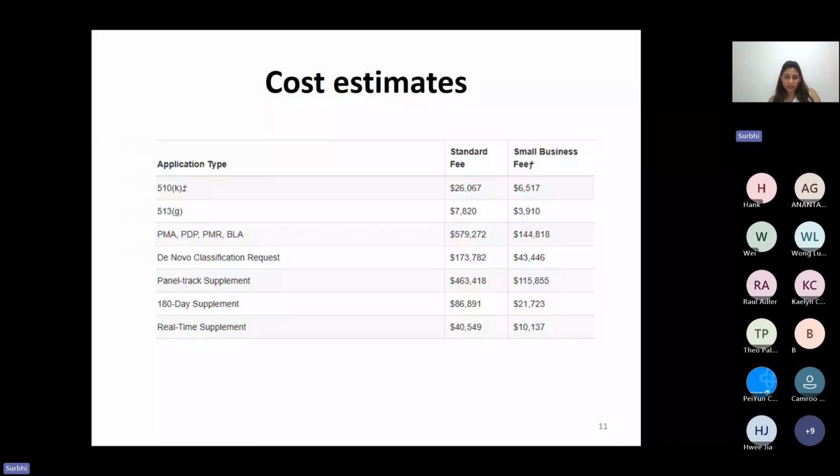Then cost estimates. Their standard fee for, let's say, 510(k) is 26,000 USD. However, if you are a small business, there is a limit. For example, a certain number of employees, plus revenue for one year is an amount. If you fall in that category, you can apply for small business, and then the fee is relatively less, which is 6,517. All this you can get from FDA resources, like the FDA website.